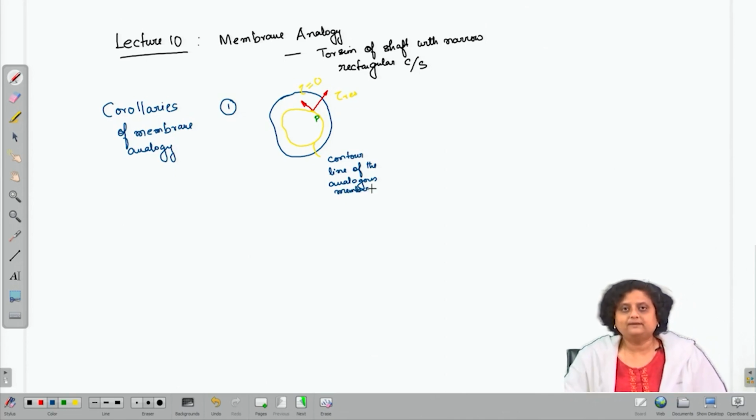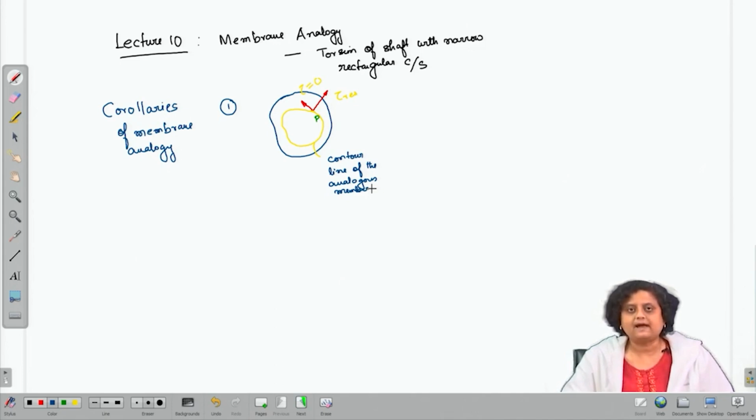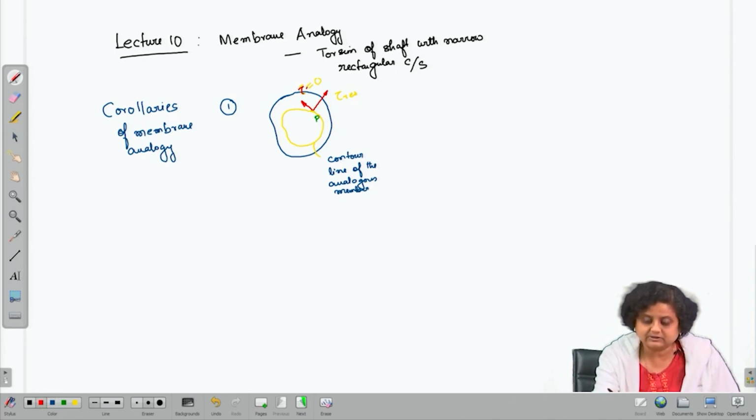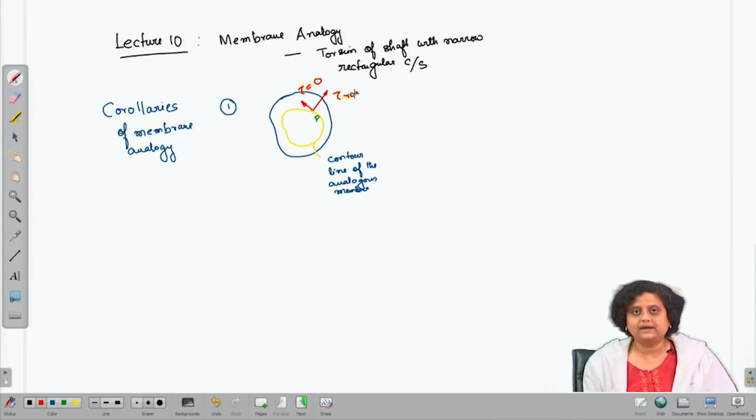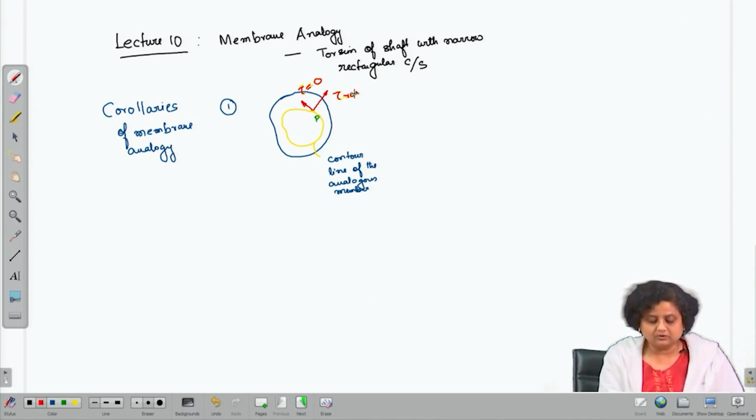So, in other words, if we are given a shaft with an arbitrary cross section, and we are asked to find out the resultant of the shear stress or the net shear stress at any point P, then we have to think of the contour line passing through that point P on the analogous membrane, and then the resultant of the shear stress is going to be 0 along the tangential direction to this contour line, and the entire resultant is in the direction of the normal to the contour line at the point P. So, this was the first corollary that we discussed.